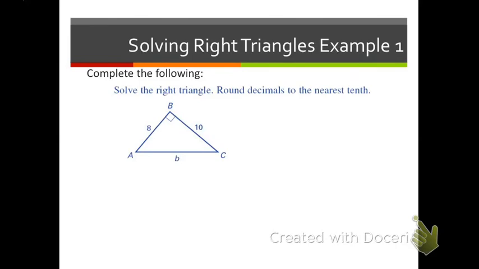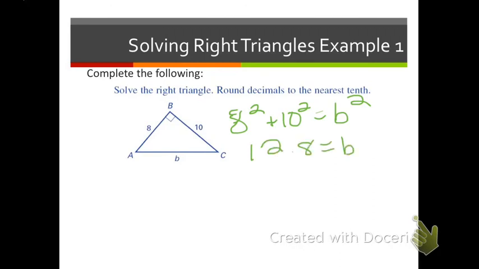Okay, let's solve this right triangle here. We have 8, 10, and then we don't know the hypotenuse, so I'm going to go ahead and use the Pythagorean theorem. 8 squared plus 10 squared equals b squared. Hate it when they put b or something else as the hypotenuse. So we have 64 plus 100, that's 164, and the square root of that is 12.8.